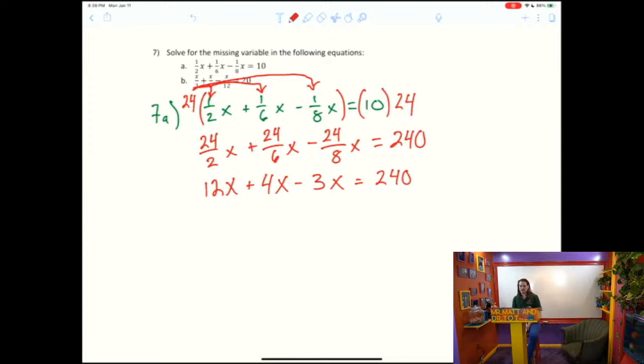12x plus 4x is 16x. 16x minus 3x is going to be 13x. So x here is going to be equal to 240 divided by 13, which I don't think is going to be an integer number. No. So we're going to have about 18.46.